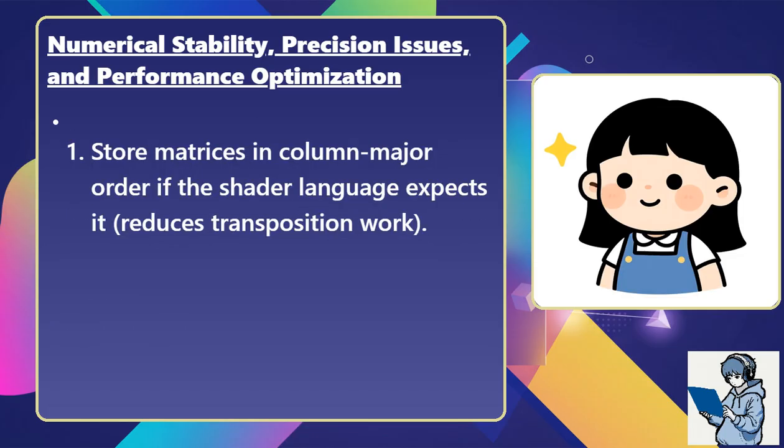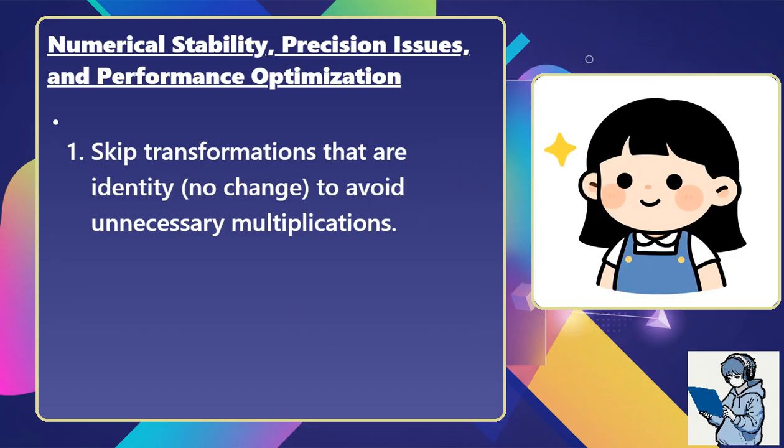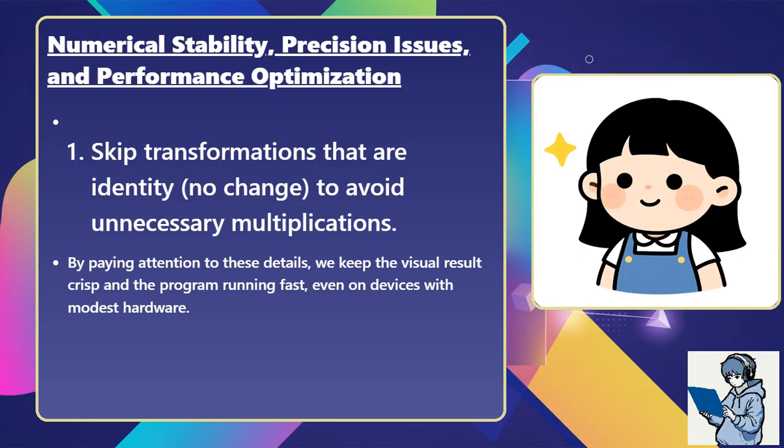Store matrices in column major order if the shader language expects it, reduces transposition work. Pack several small transforms into a uniform buffer so the GPU can read them all at once. Skip transformations that are identity, no change, to avoid unnecessary multiplications. By paying attention to these details, we keep the visual result crisp and the program running fast even on devices with modest hardware.